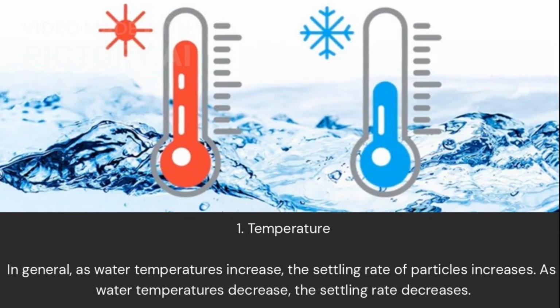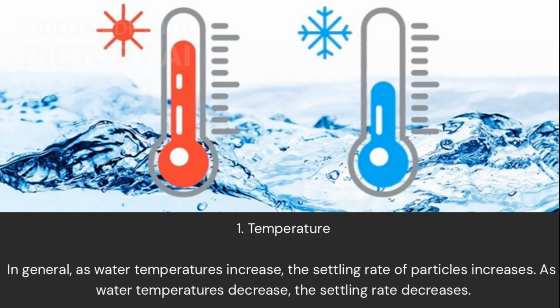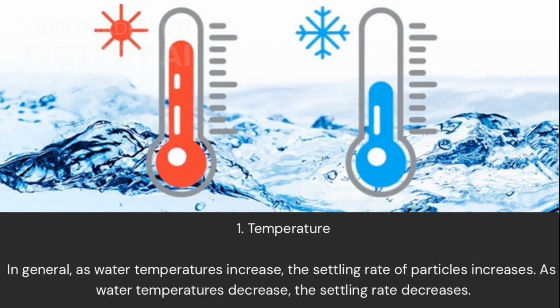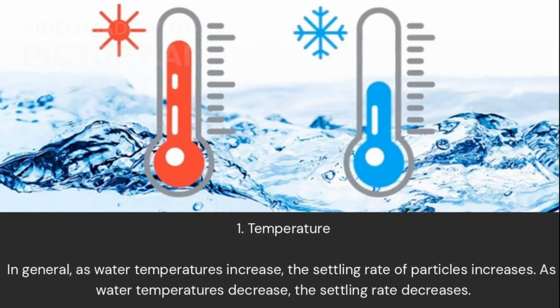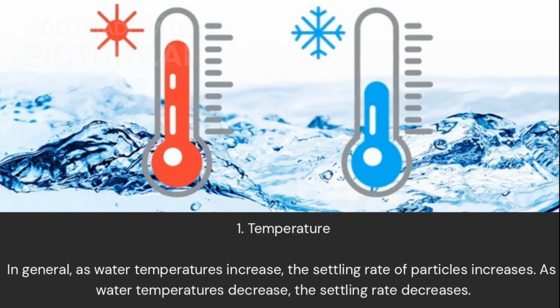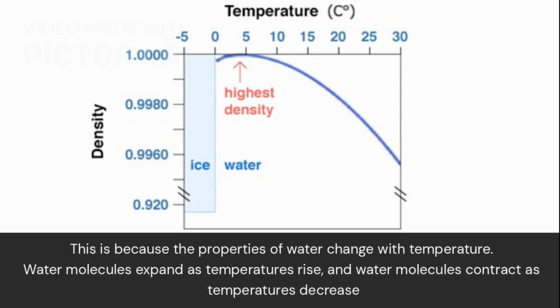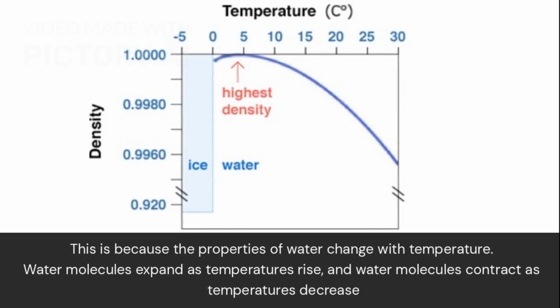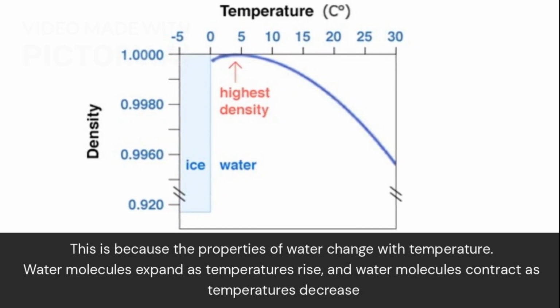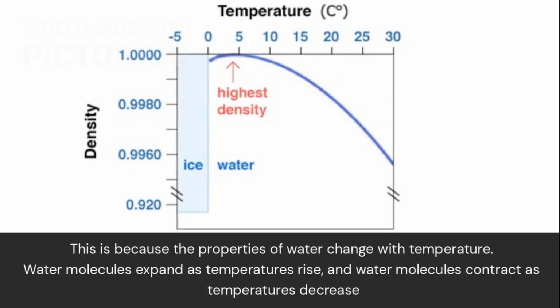1. Temperature. In general, as water temperatures increase, the settling rate of particles increases. As water temperatures decrease, the settling rate decreases. This is because the properties of water change with temperature. Water molecules expand as temperatures rise, and water molecules contract as temperatures decrease.